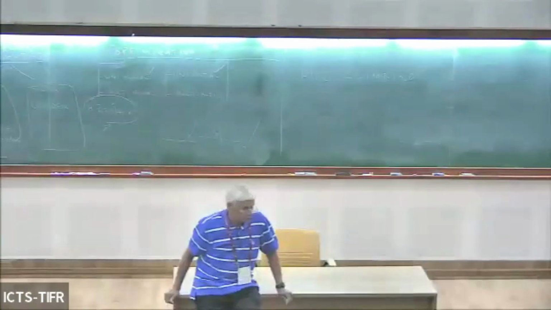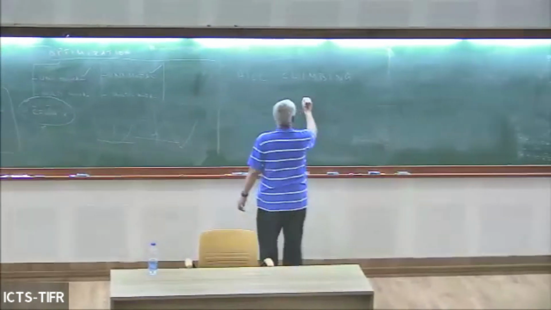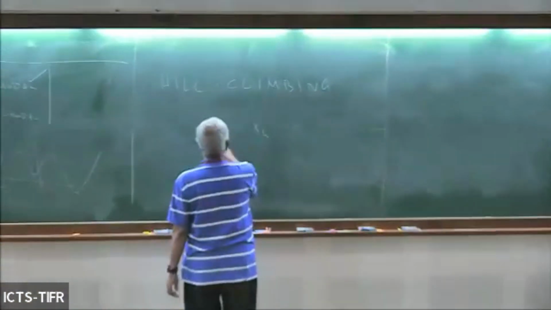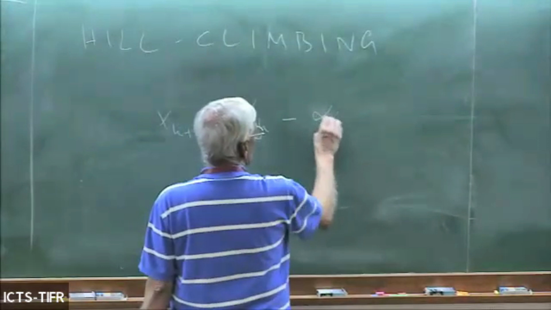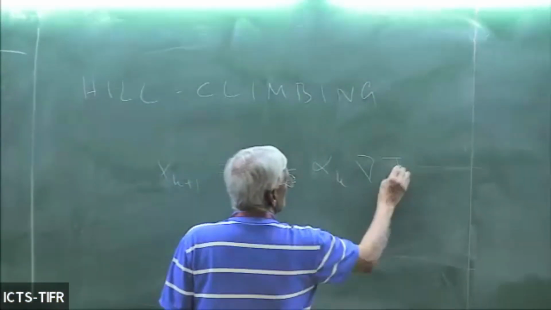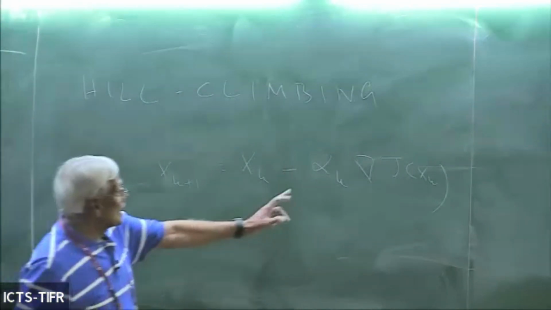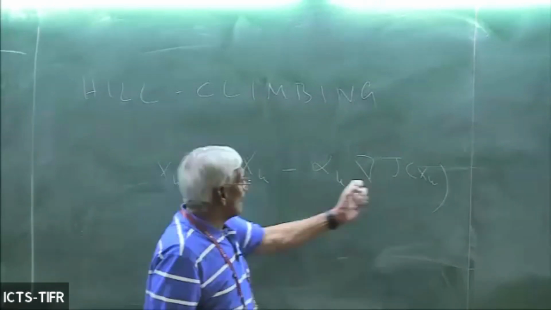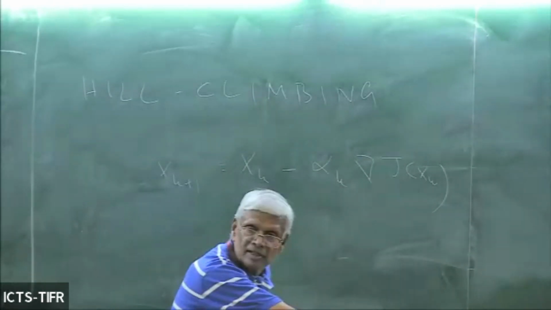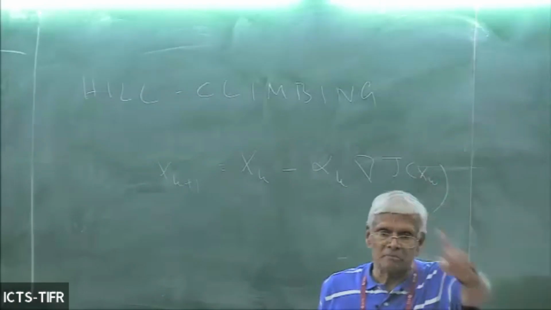That is me. So I have one base station today, xk. I want to get to the next base station. For this, I'm going to use the minimization algorithm with alpha k times the gradient of J at xk. This is the gradient of the objective function at my current position. The negative of the gradient tells you the maximum rate of decrease. I cannot keep going in that direction, I will miss my minimum.